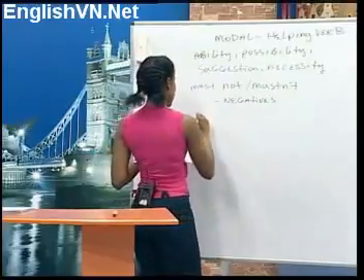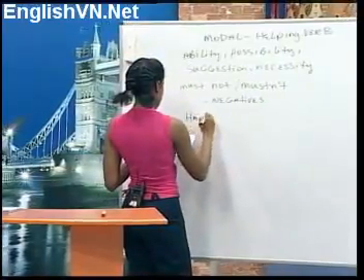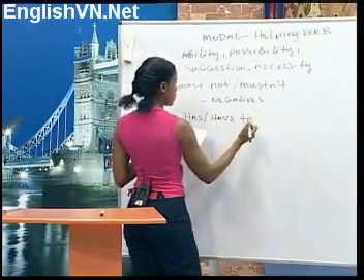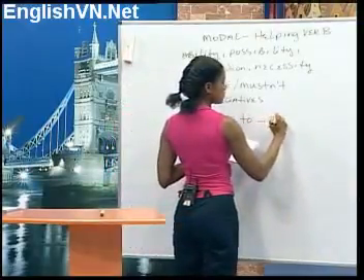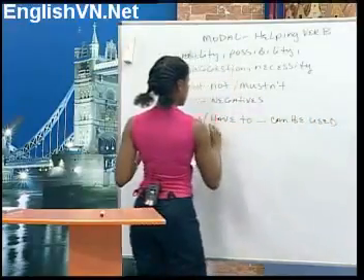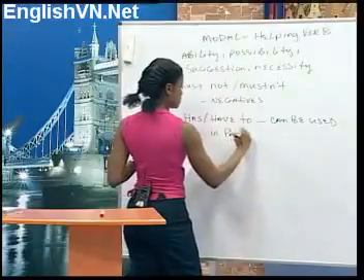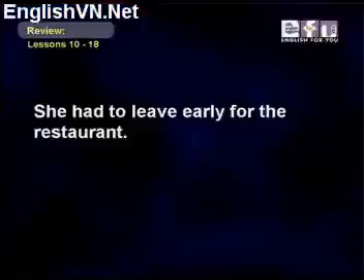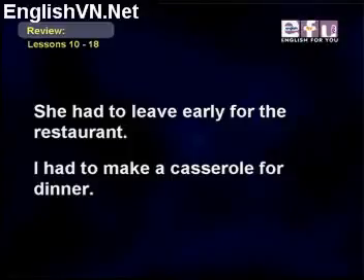Okay, now has to or have to can also be used in the past form. For example, she had to leave early for the restaurant. I had to make a casserole for dinner. So now we should look and listen.